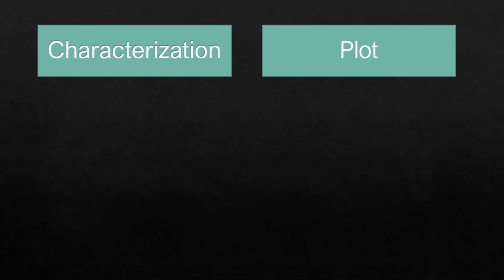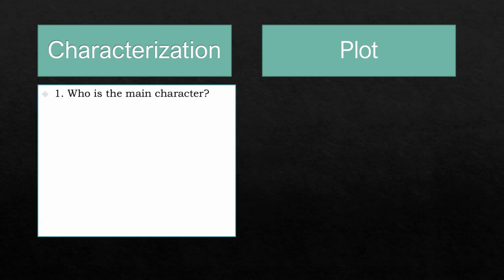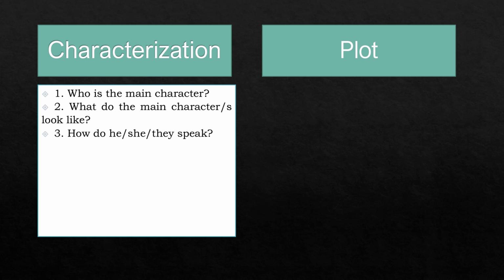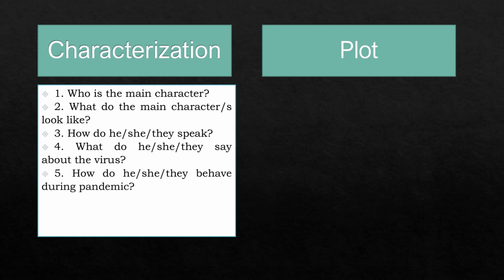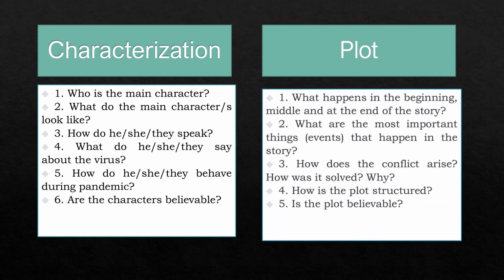For the characterization, here are the questions. Who is the main character? What does the main character look like? How do he, she, they speak? What do he, she, they say about the virus? How do he, she, they behave during the pandemic? Are the characters believable? For the plot, what happens in the beginning, middle, and at the end of the story?